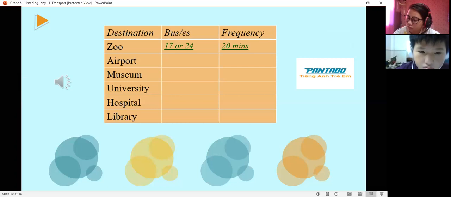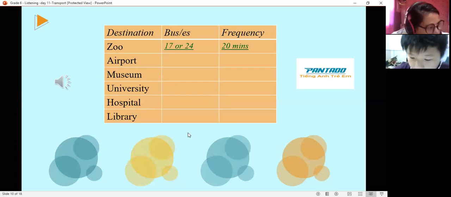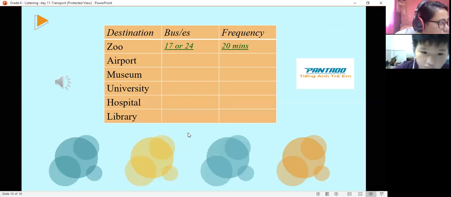What number is the airport bus, please? That's a number 25. Does it go very often? Every 5 minutes. I want to get a bus to the museum, please. Yes, you can take a number 44 or a number 50. How often do they leave? Every half hour.